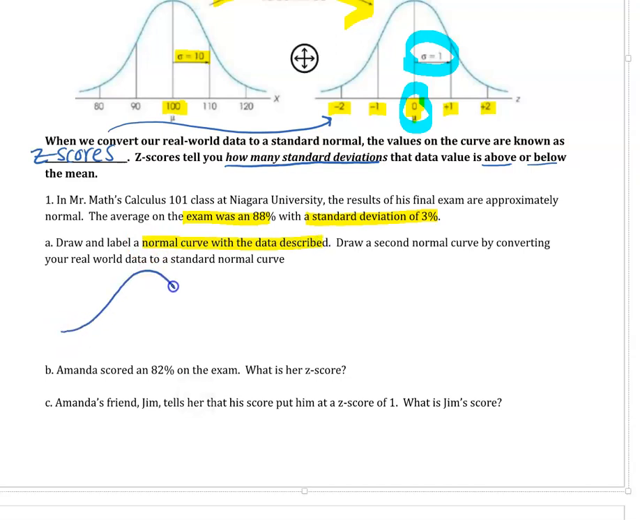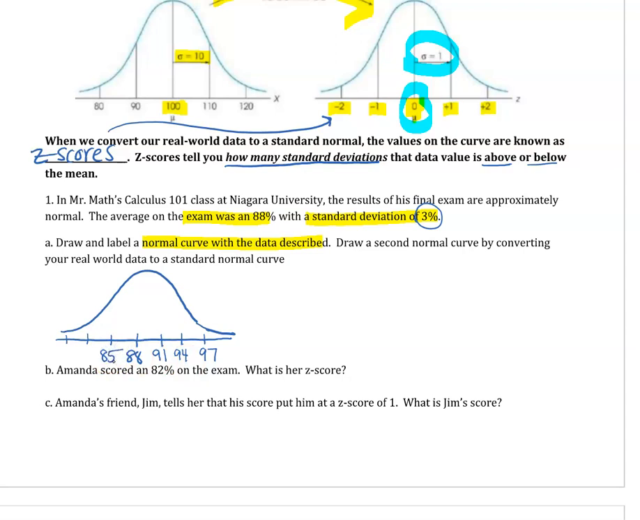So I'm just going to draw this nice little bell curve, like a number line. Now that mean of 88 goes right in the middle. And then I'm going to draw just a couple on either side of this. Actually, 3 will do. So 1, 2, 3, 1, 2, 3. So if our standard deviation is 3, that means one standard deviation above would be 88 plus 3, which is a 91. Then a 94, then a 97. And then I'll do the same thing in the other direction.